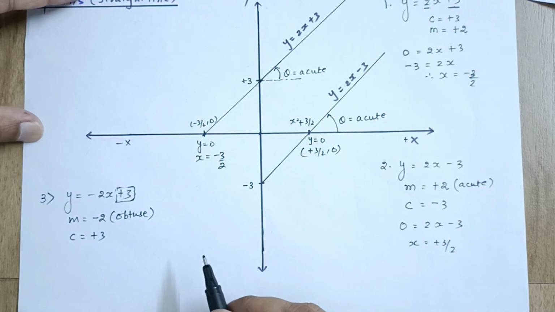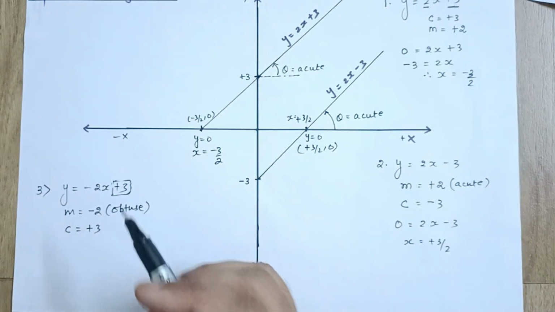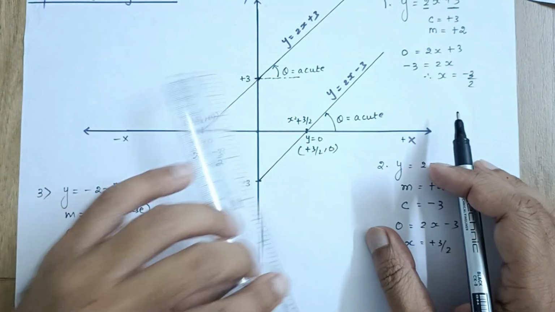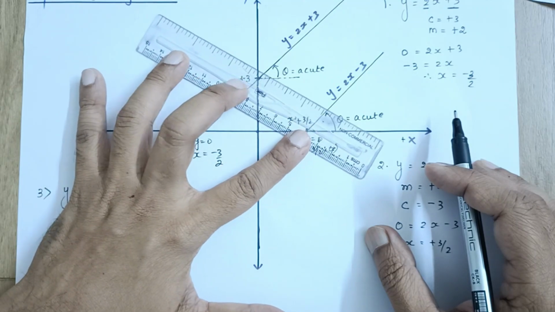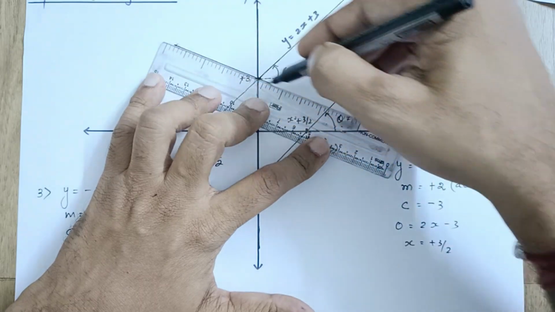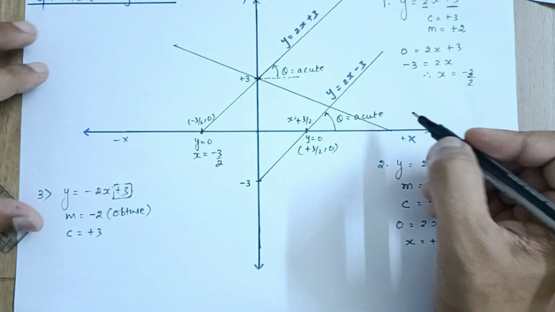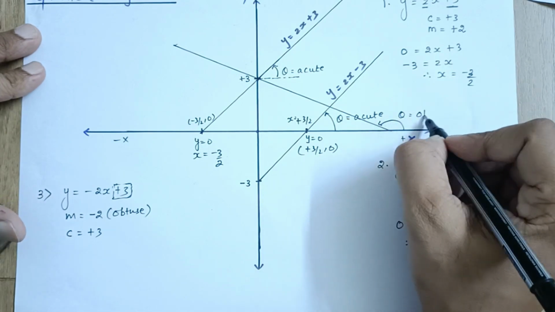But for the obtuse angle, the graph would be somewhat like this. So the graph will pass through plus 3 over here. We are not worried about the angle portion right now. So I'll simply draw a line like this, and with respect to the positive x-axis, this theta is obtuse.